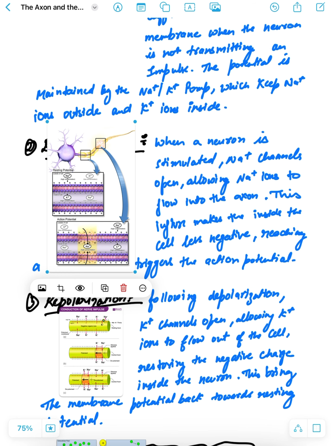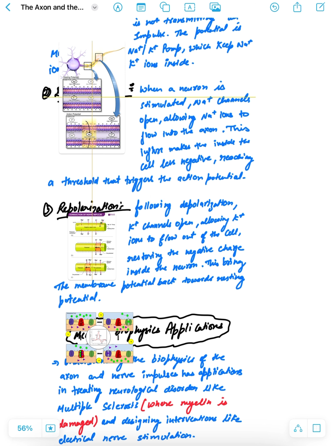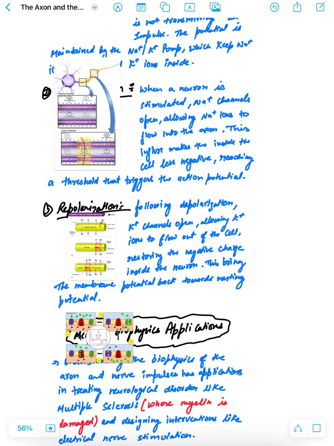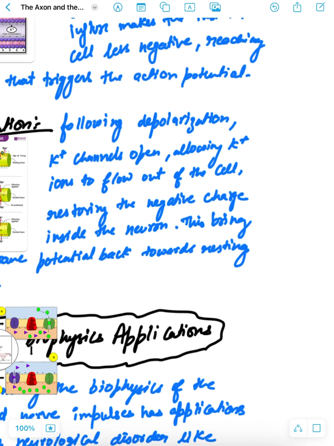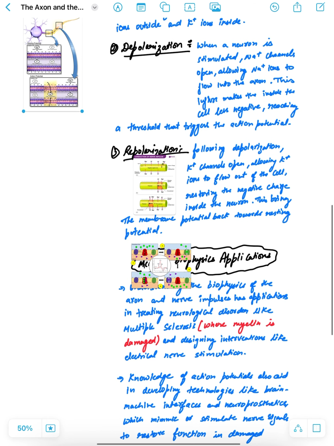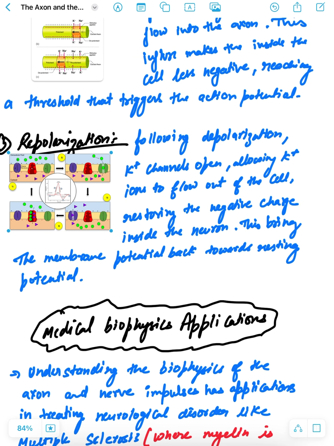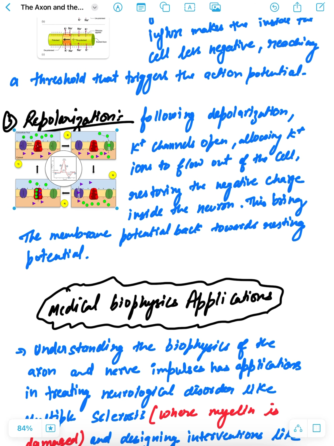When a neuron is stimulated, sodium channels open, allowing sodium ions to flow into the axon. This influx makes the inside of the cell less negative. A threshold triggers the action potential. We talk about repolarization. Following depolarization, potassium channels open, allowing potassium ions to flow outside the cell, restoring the negative charge inside the neuron. This brings the membrane potential back towards the resting potential.